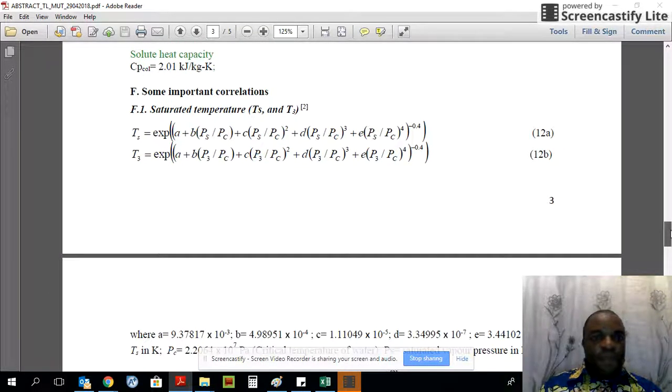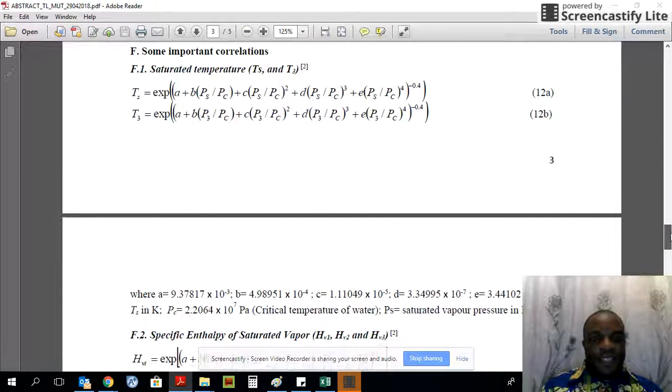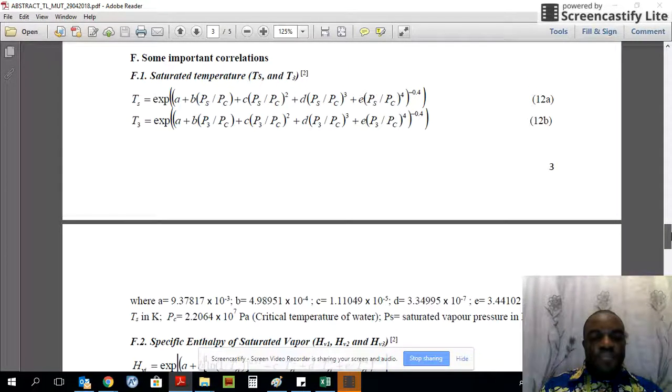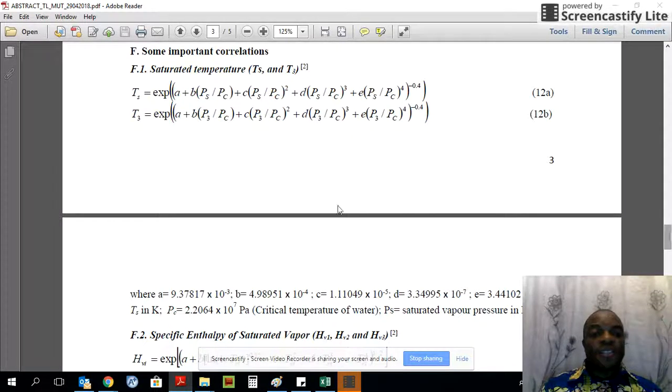Now you have here some important correlations for TS. That correlation was taken from the literature. You see, you don't need your steam table anymore. You can use these correlations, knowing the pressure of your stream, and knowing PC being the critical pressure. To understand the meaning of each term or factor in the formula, please check this.